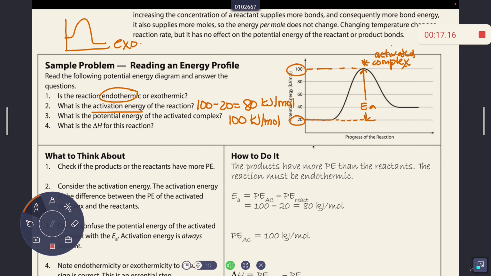Now they want the delta H value. Yep, products minus reactants. So your products are here, and this is your delta H. Your products are ending at 40, so this is going to be 40 minus 20, which is a positive 20. Doesn't it make sense that this is a positive value, because this is an endothermic process? Okay. All right, let's do another practice problem on the next page.